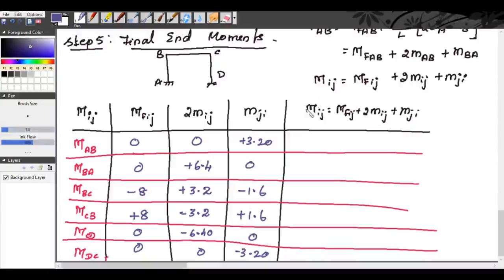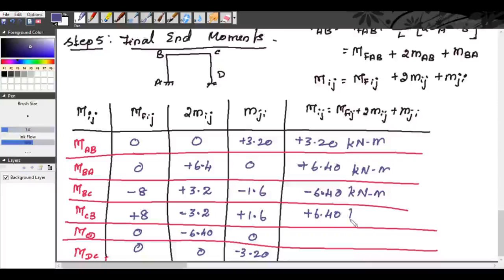Now in order to find the final end moments, Mij, add all these. So 0 plus 3.20 we get plus 3.20. 0 plus 6.4 plus 0 plus 6.40 kilonewton meter. Minus 8 plus 3.2 minus 1.6, it is minus 6.40 kilonewton meter. So other three will be similar. So plus 6.40 kilonewton meter, now minus 6.40 kilonewton meter, minus 3.20 kilonewton meter.